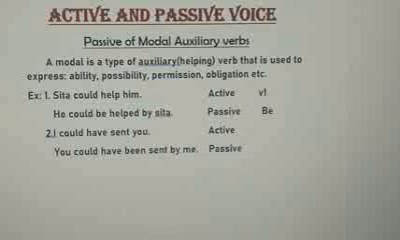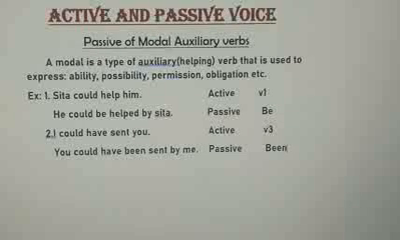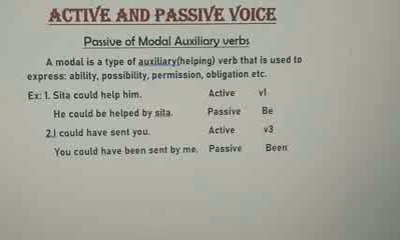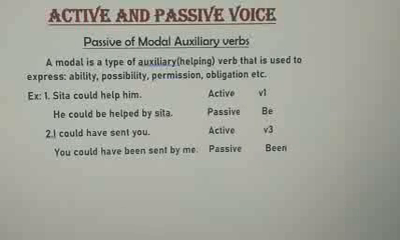Now move to the second example. In this example, as I have told you, the third form of verb is being used after the modal auxiliary verb. So what do we need to add? We need to add been after the modal auxiliary verb if we want to convert the sentence into passive. Dear children, I think this rule will help you a lot when you convert sentences into passive form.